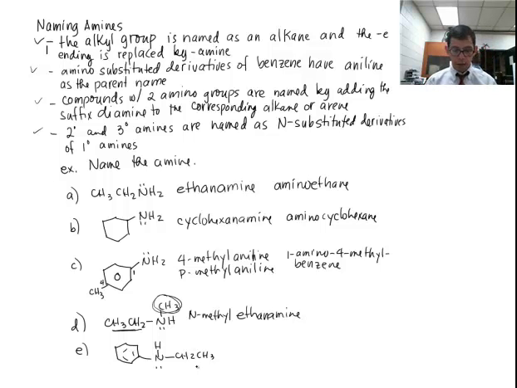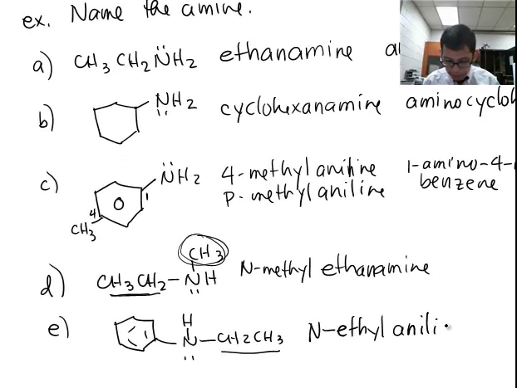And finally, the last example, we have an N attached to a benzene, so it's an aniline. And then we have an ethyl attached to N, so it's N-ethylaniline is the name of that compound.